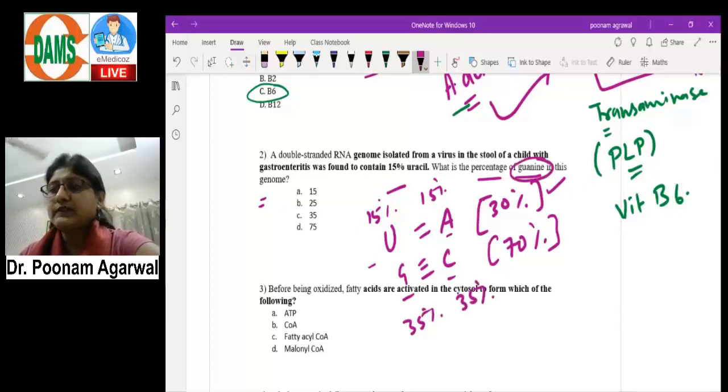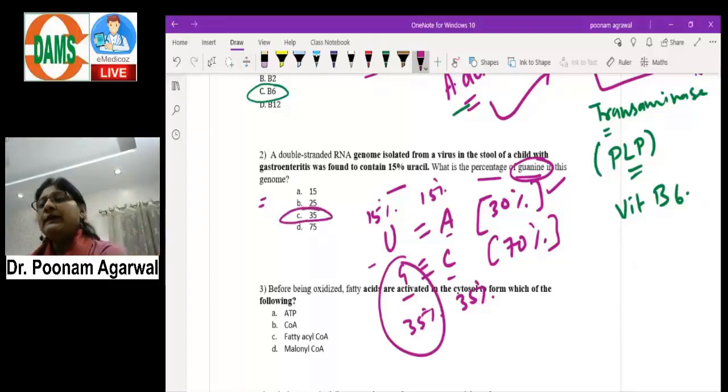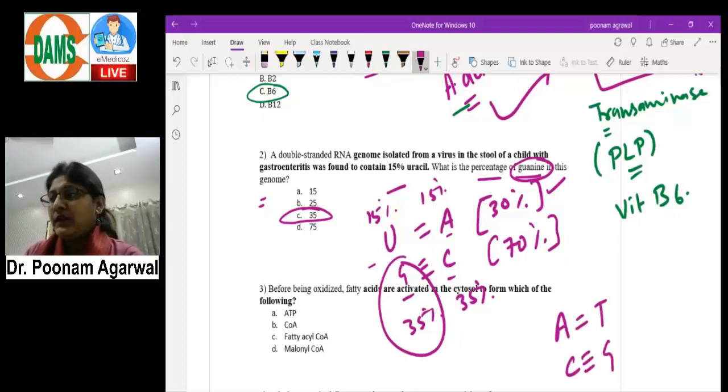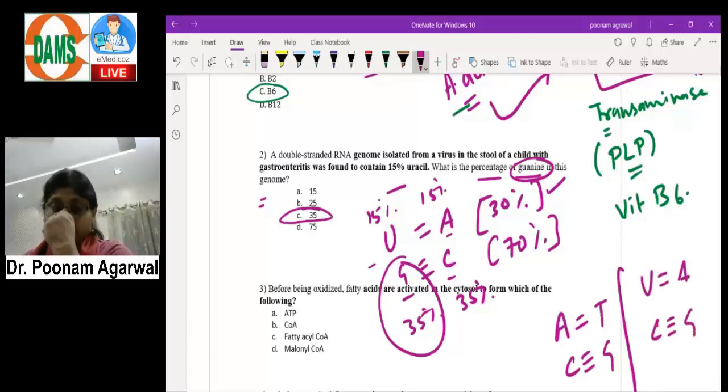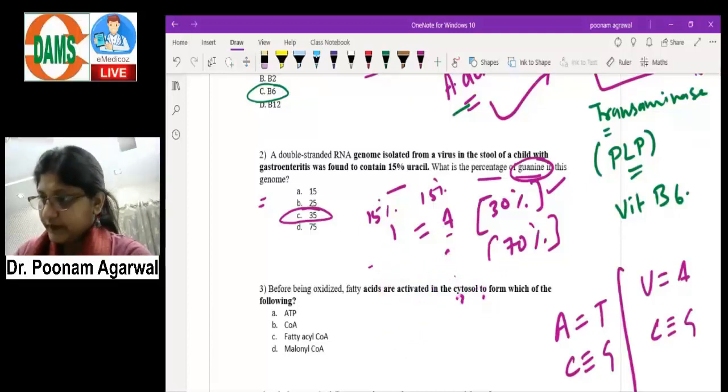So this question is asking you, what is the percentage of guanine in this double-stranded RNA? The answer is going to be 35%. That is, answer is C, 35%. So this is how you have to calculate the percentage of one specific nucleotide or corresponding base if the percentage of any specific nucleotide or base is already given to you. Just remember the simple concept that if it is DNA, A is going to pair with T, C is going to pair with G, and if it is RNA, U is going to pair with A and C is going to pair with G, right? So this is a little mathematical question which is very, very often asked. Very repeatedly it's being asked.